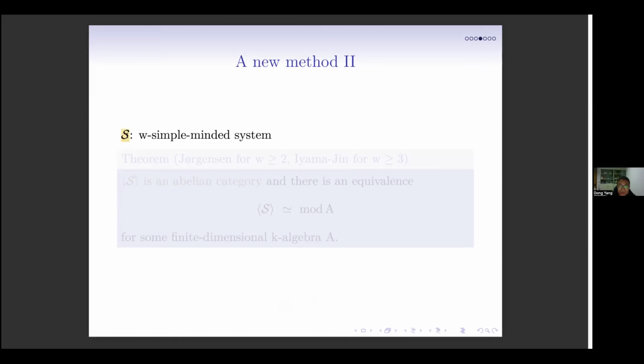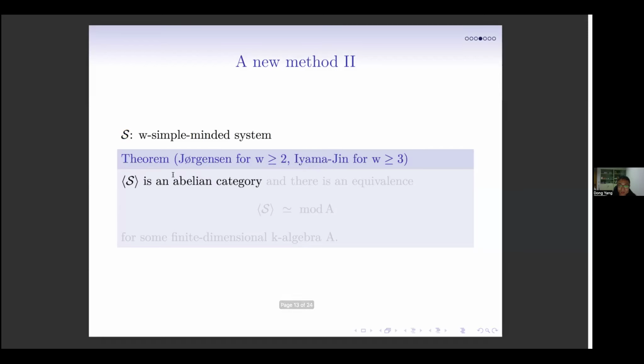Now we are given a w-simple-minded system, and the remarkable result of Peter tells us that the extension closure is an abelian category, and moreover, is actually the module category over some finite-dimensional algebra. So in general, this result is due to Peter Jørgensen, and for w greater than or equal to 3, there is also another method by Yama and Jin in a more general setting.